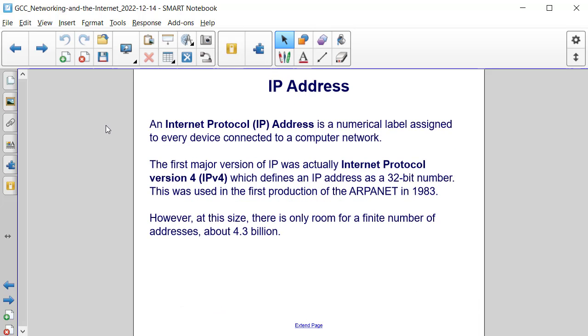The Internet Protocol address, or IP address, is a numerical label assigned to every device connected to a computer network. The first major version of IP was Internet Protocol version 4, or IPv4 for short, which defines an IP address as a 32-bit number. This was used in the first production of ARPANET in 1983. However, at this size, there is only room for a finite number of addresses, about 4.3 billion.